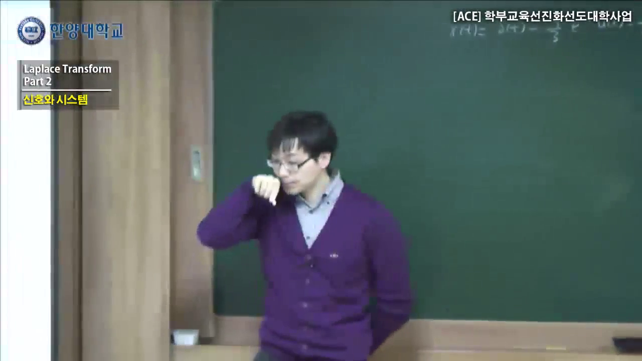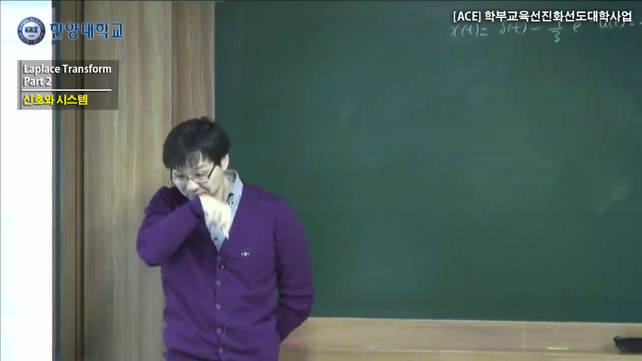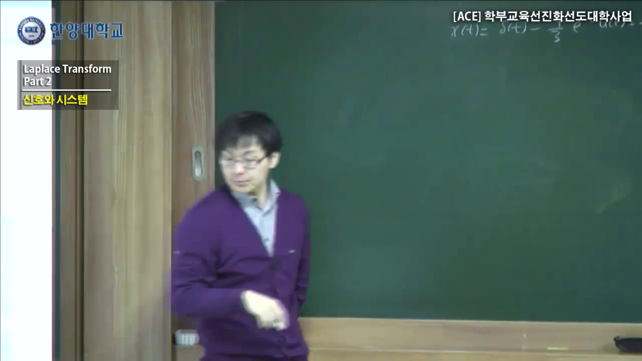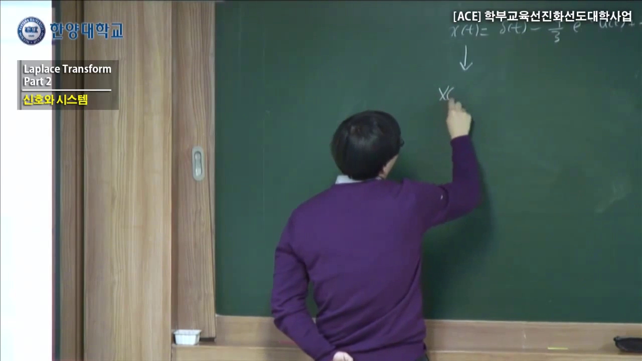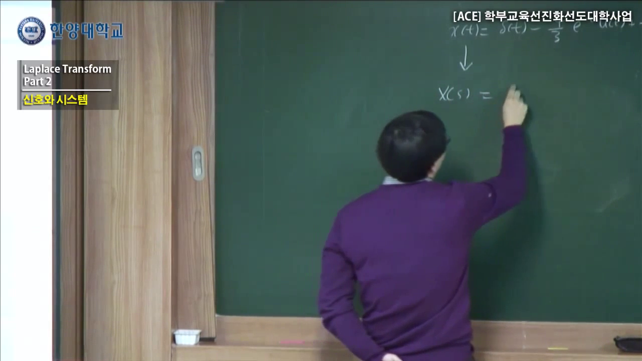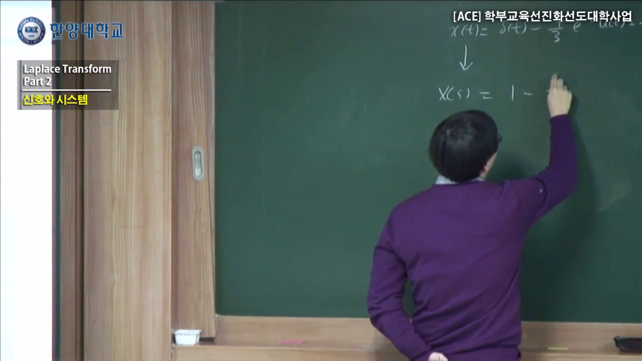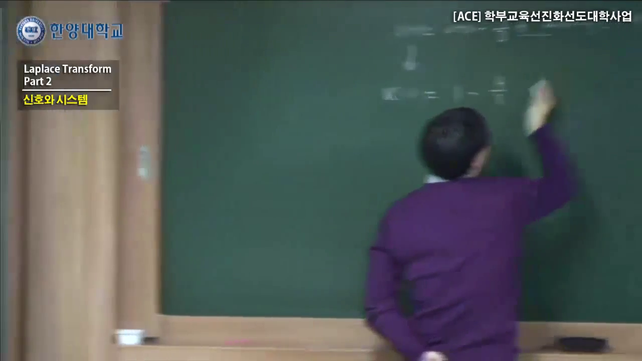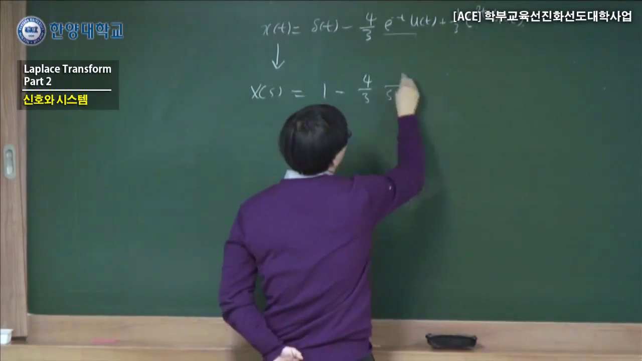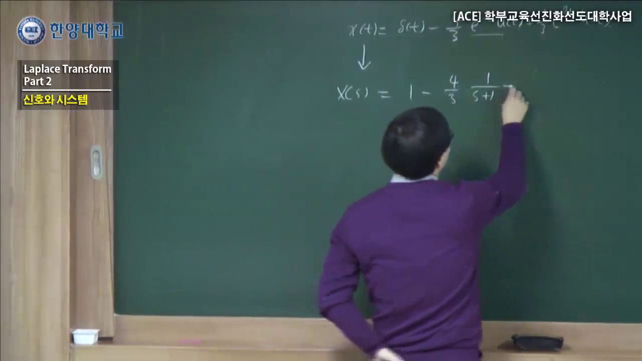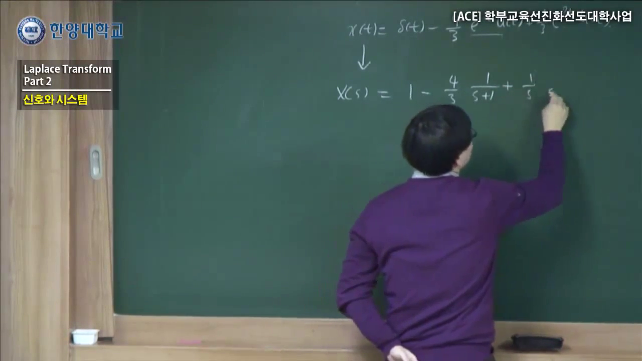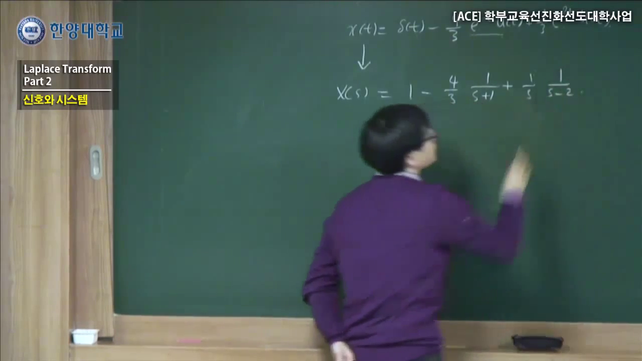So let's take a Fourier transform for that. Okay, so they will be 1 minus 3 over 4. When you do that, S plus probably like this, I think. Is it right? Yep. 3 over S plus 1, S minus 2 over S plus 1.